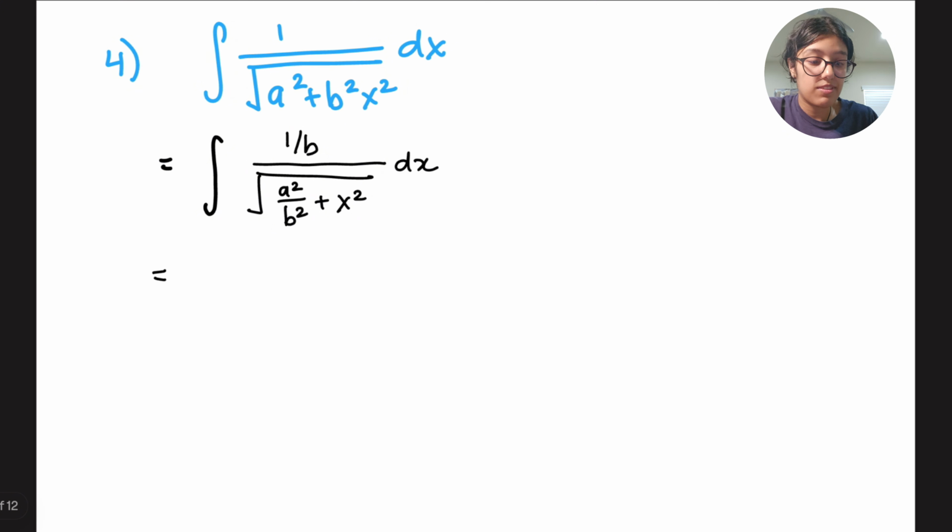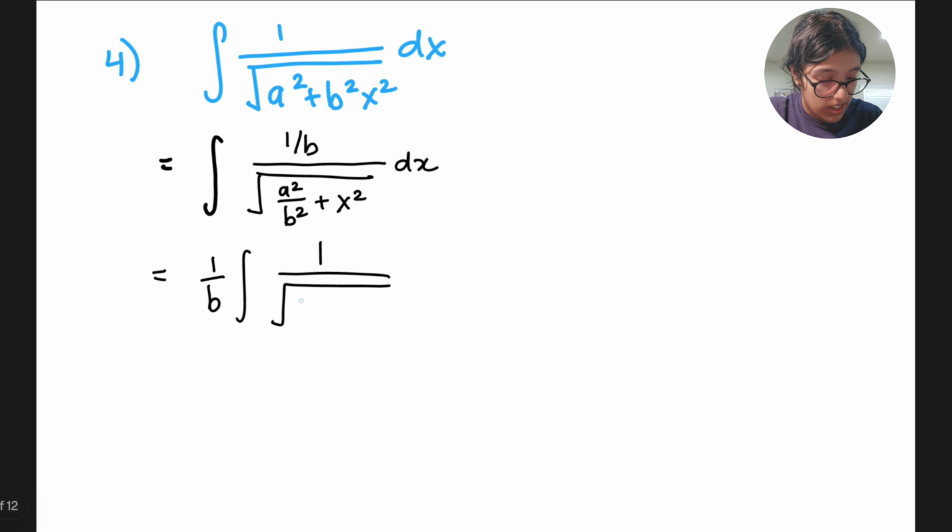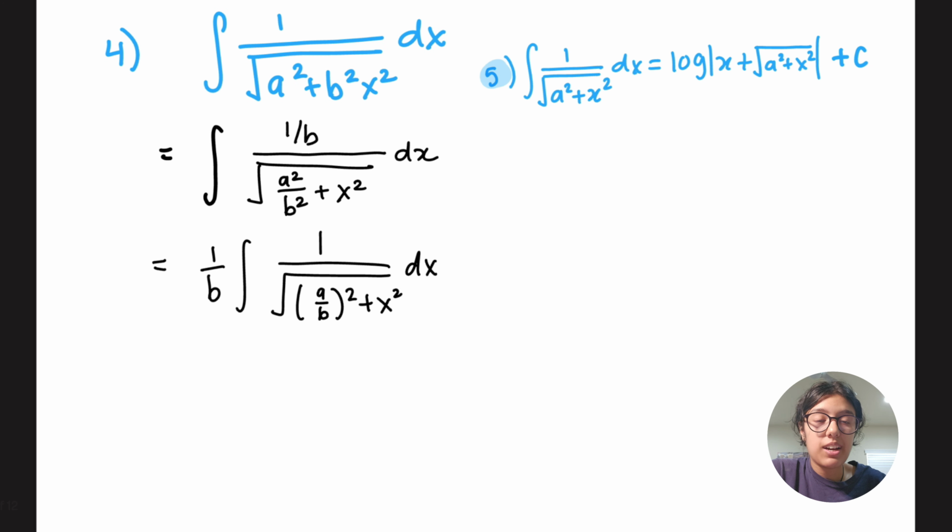Once again, if I divide what's inside by b squared, I have to divide what is outside by b. 1 over b is a constant, going to take that out. 1 over b integration 1 over square root. I can rewrite a squared over b squared as (a/b) squared plus x squared. Now we're going to use our fifth special integral to solve this, which is integration 1 over square root a squared plus x squared, which is exactly in that form.